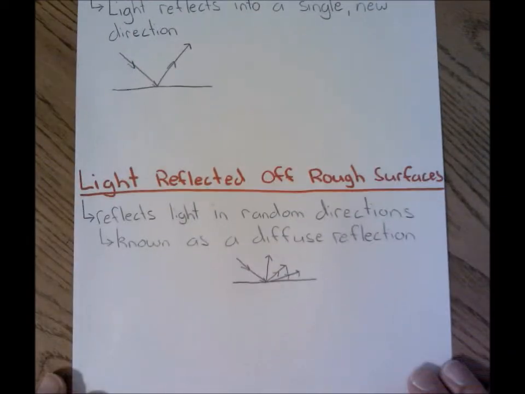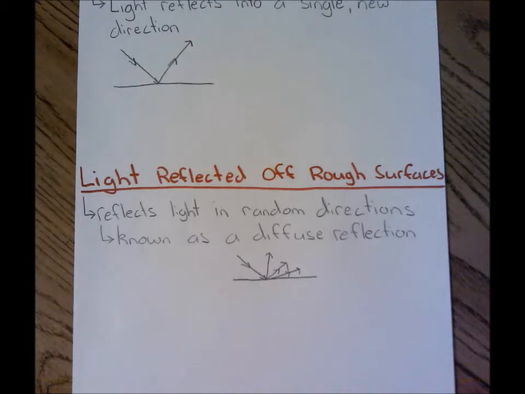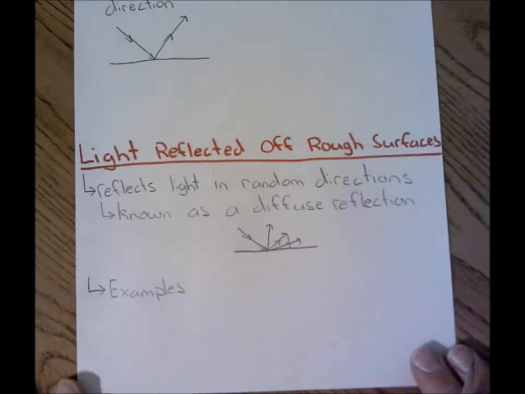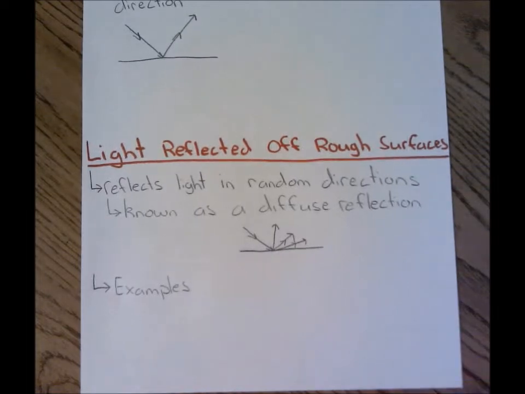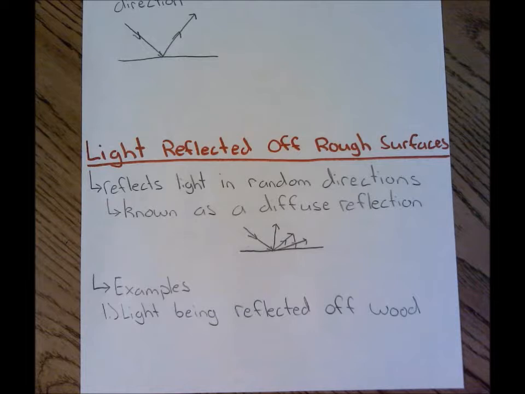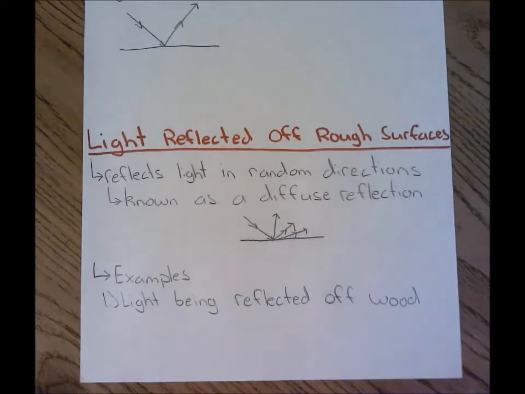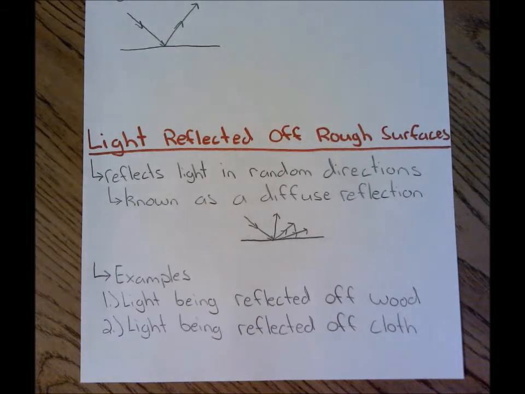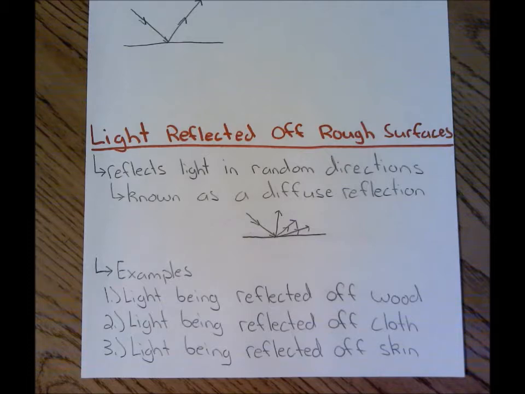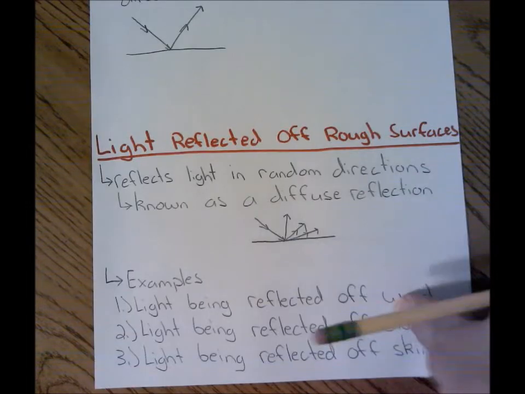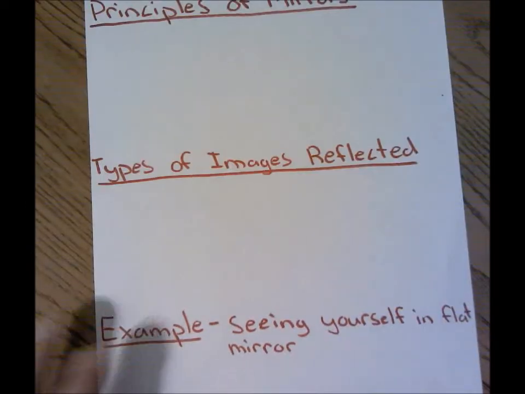Now, I like to have a couple examples to think of what surfaces may be considered rough. The first example is light being reflected off of an object like wood. The second example is light being reflected off an object like cloth. And the third example is light being reflected off of an object like skin, the skin on humans. So now that we have some basic terminology and some basic understanding of how light is reflected, we can shift specifically to mirrors, and talk about what they do when light is reflected off them.